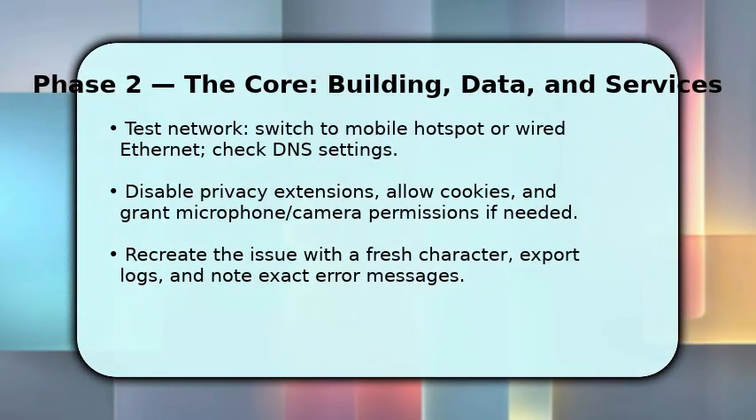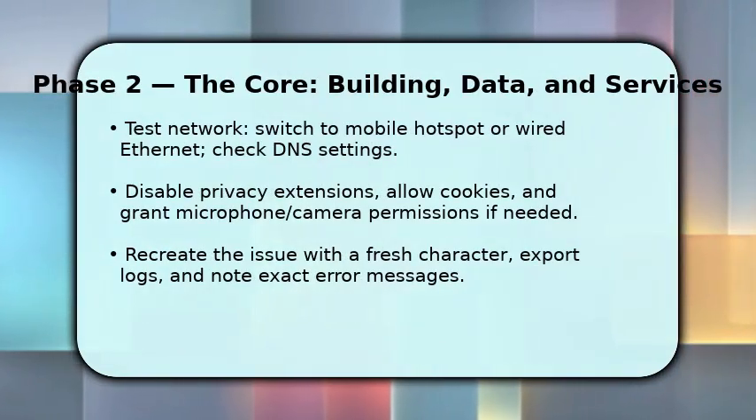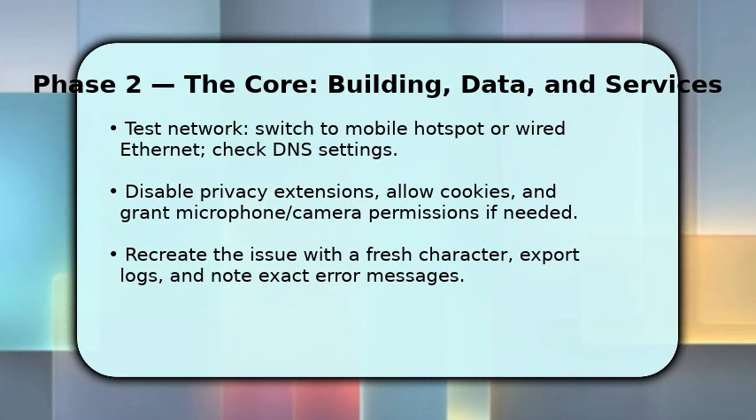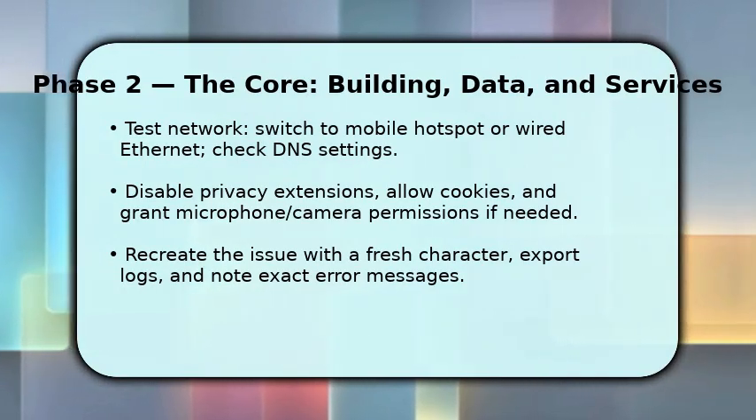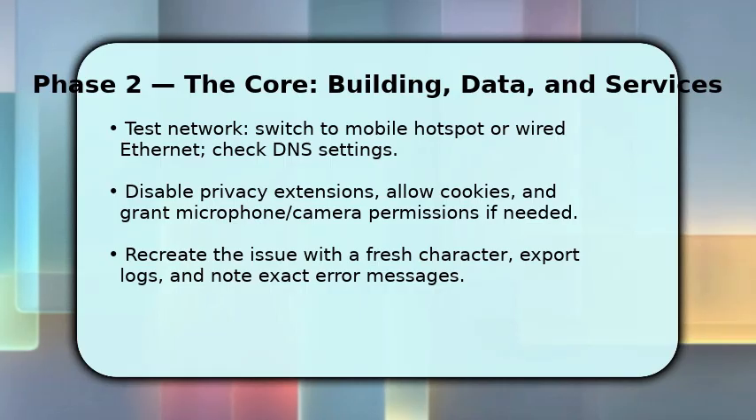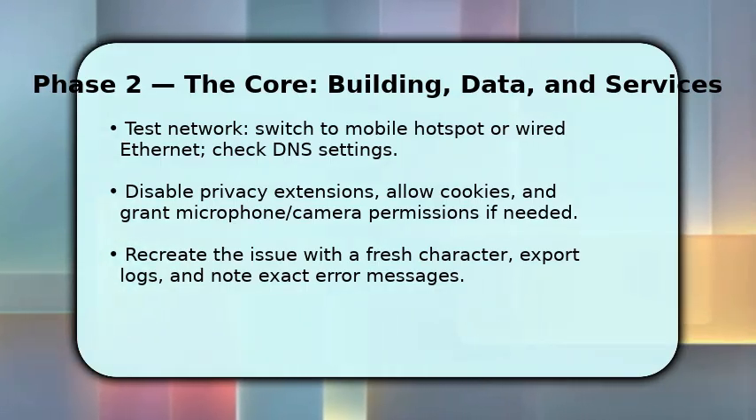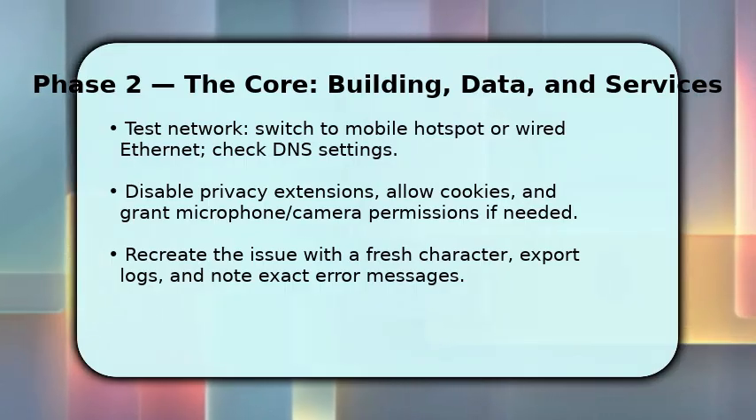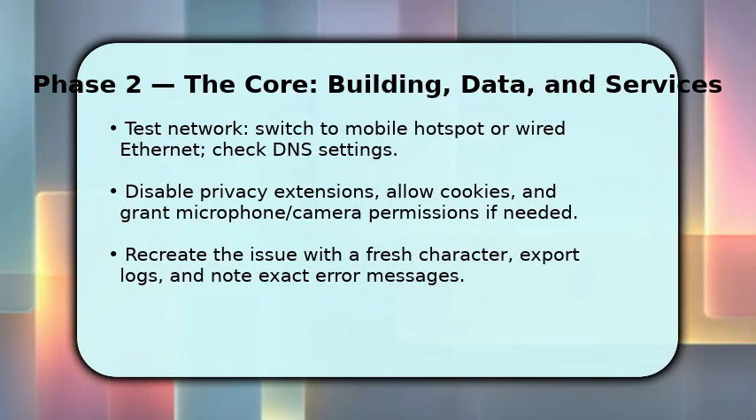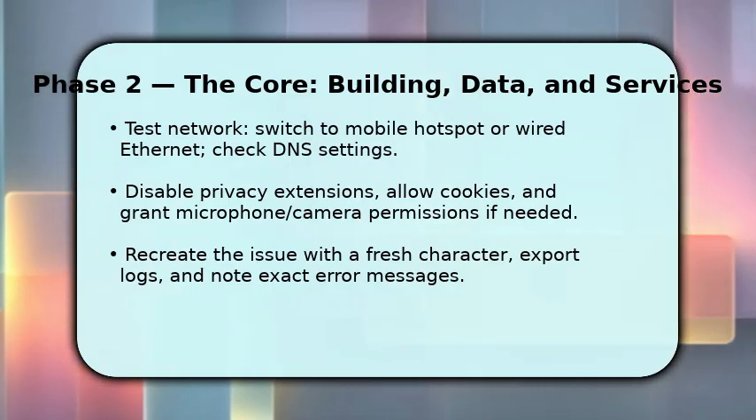Next, isolate connectivity and permission issues. Switch to a mobile hotspot or wired Ethernet to test your network path and try a public DNS like 1.1.1.1 if routing looks suspect. Then make sure privacy extensions are off, cookies are allowed, and any microphone or camera permissions are granted. These often block features.